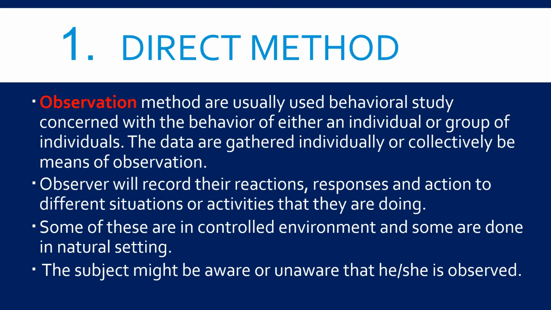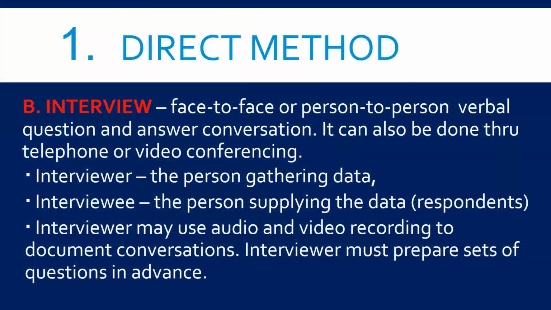And he will control his behavior if he is aware that someone is observing. He might do or not do some things because he is conscious that someone is observing him or her. The second method is the interview method, which means face to face or person to person verbal question and answer conversation. It can also be done through telephone or video conferencing.